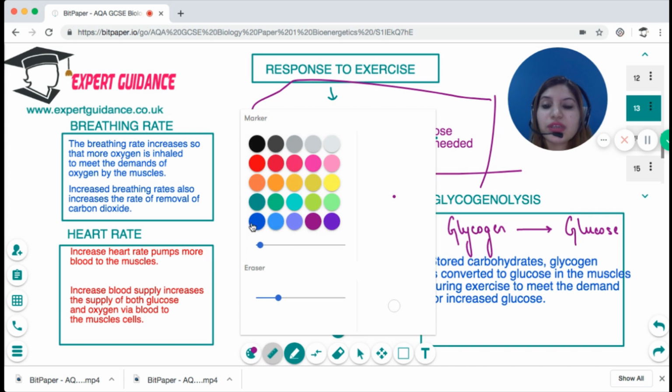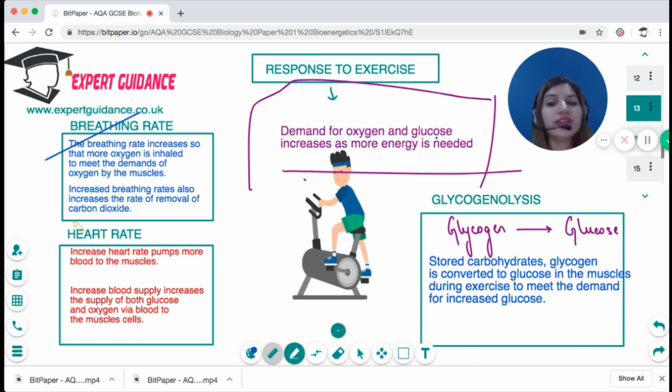So the breathing rate increases so that more oxygen is inhaled to meet the demands of the oxygen by the muscles. On the other hand, when you're exercising a lot, as your respiration rate increases, carbon dioxide is built up at a greater rate in your cells. So that also needs to be expelled out of the body, and that again happens via increase in breathing rate. Next, glucose is transported in the body via blood, and the blood is pumped by the heart. So to meet the demand for increasing glucose, your heart rate increases. It pumps more blood to the muscles, increasing the supply of both glucose and oxygen via blood.